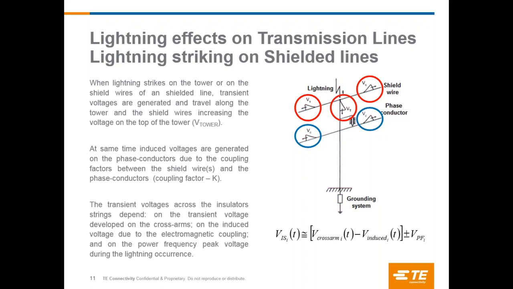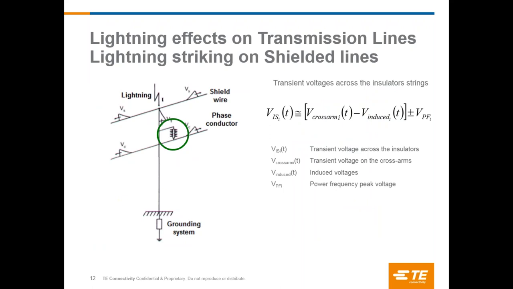And the resulting transient voltage across the insulator strings depends on the transient voltage developed in the cross arms, on the induced voltage due to electromagnetic coupling, and on the power frequency peak voltage at the moment of the lightning occurrence. The transient voltage across insulator strings can be simplified, defined by the equation shown here, in which V_ISI is the transient voltage across insulators, V cross arms is the transient voltage established on the cross arms, V induced is the induced voltage due to electromagnetic coupling, and V_PFI is the peak power frequency voltage.